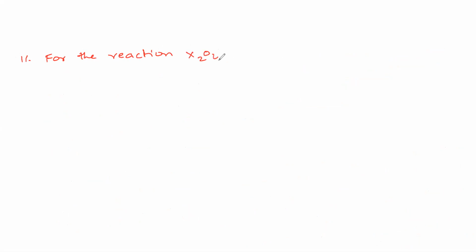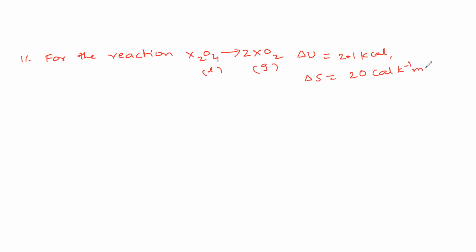X2O4 gives rise to 2XO2. X2O4 is liquid and 2XO2 is gas. In this case, delta U is equal to 2.1 kilocalories. Delta S is equal to 20 calories per Kelvin. Calories per Kelvin only, no mole is given.